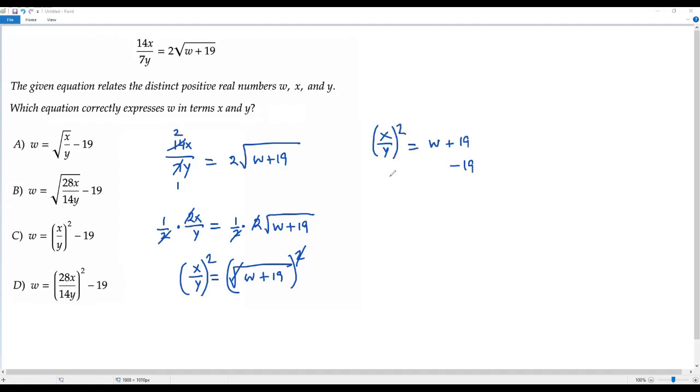Let me subtract 19 from both sides of the equation. That positive 19, negative 19 will cancel out. I am getting x over y the whole squared, minus 19, equals w.